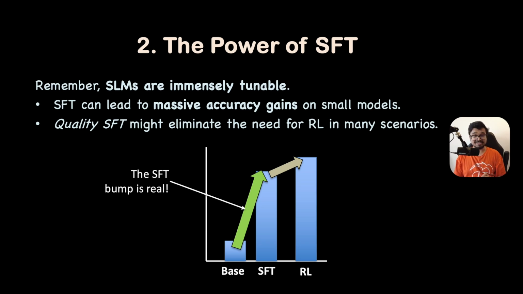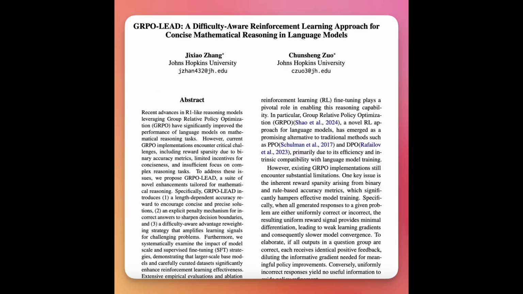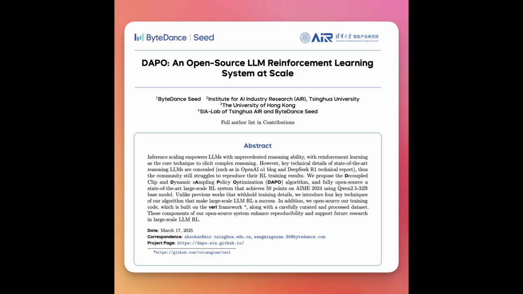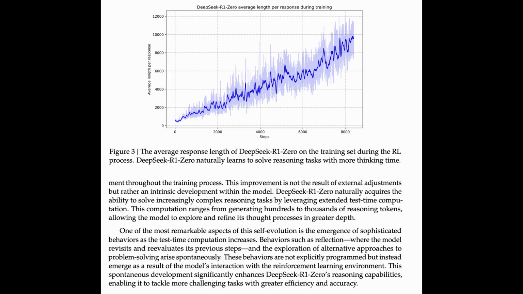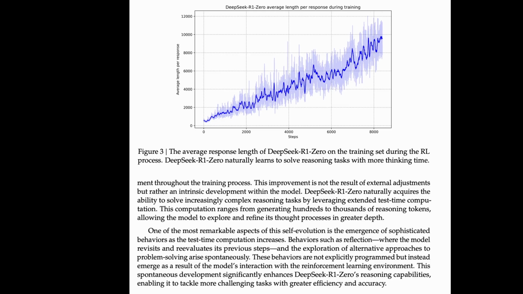SLMs are immensely tunable. Number three, reasoning research is still an evolving field. In the original DeepSeek math paper that introduced GRPO, the researchers noticed that as training goes on, the model outputs get more and more long. And they saw this as an indication for the model's evolving intelligence.